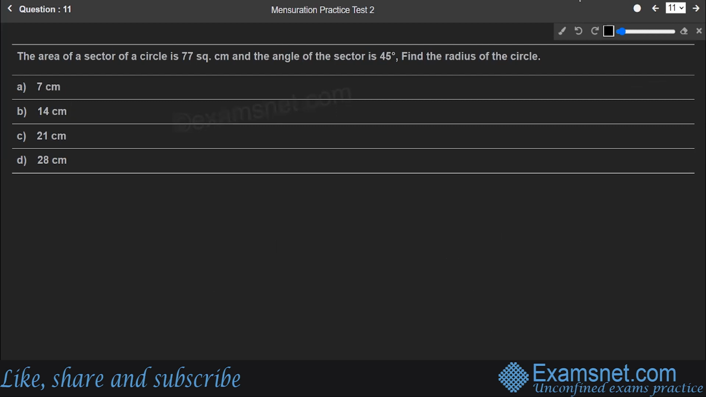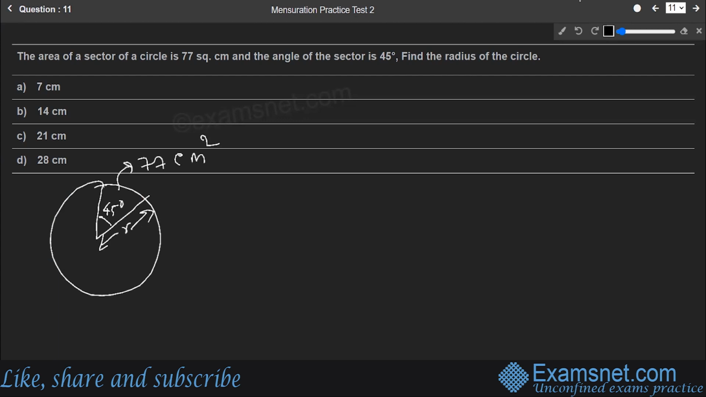Now, the area of a sector of a circle is 77 square centimeter, and the angle of the sector is 45 degree. Okay, so we can create it like that also. So let's say this is that very sector. The angle is 45 degree. The whole angle we know is 360 degree, and area of this particular sector is given as 77 centimeter square. We are supposed to find out this radius, let's say this radius is r.